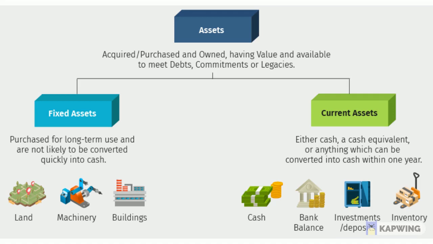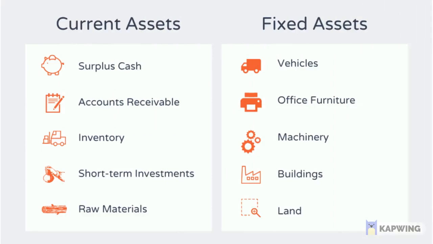1. Current assets. Current assets are assets that can be easily converted into cash and cash equivalents, typically within a year. Current assets are also termed liquid assets, and examples of such are cash and cash equivalents, short-term deposits, accounts receivables, inventory, marketable securities, office supplies.